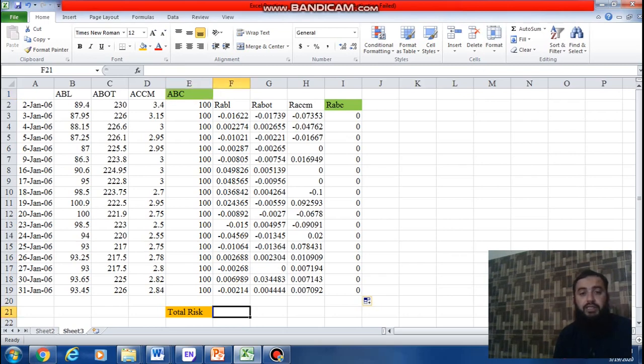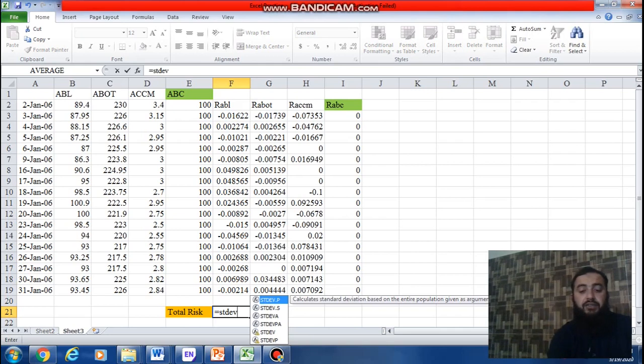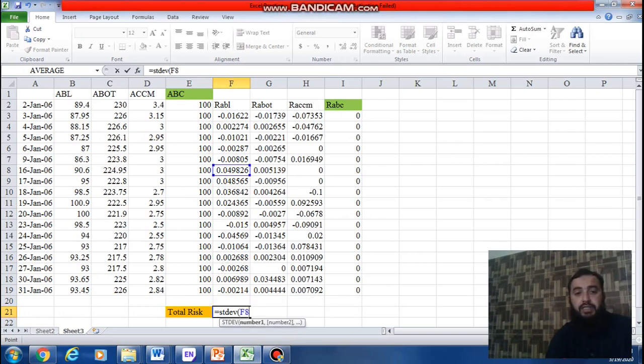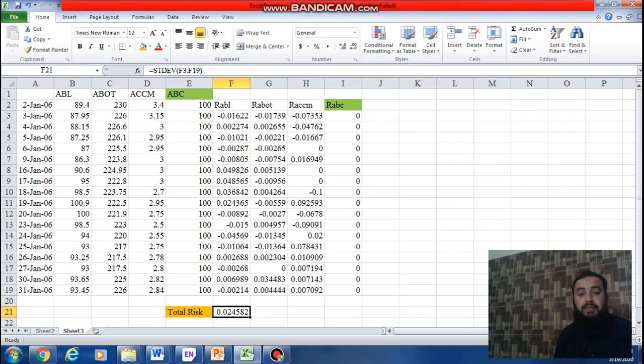Now, how to calculate the total risk of ABL? Write equal STDEV. STDEV is a function that is used to measure the standard deviation of given data. So we are using the standard deviation tool to measure the total risk. Select the area and press enter. Now this is how you have calculated the total risk of ABL.